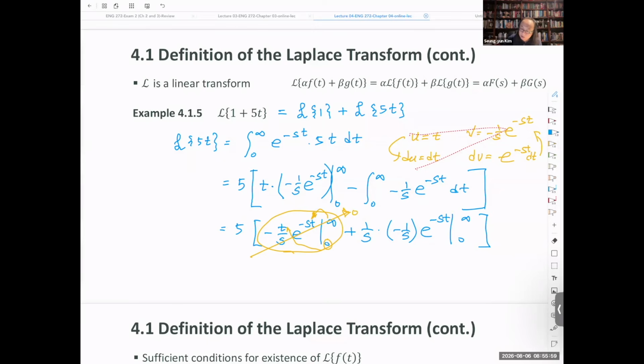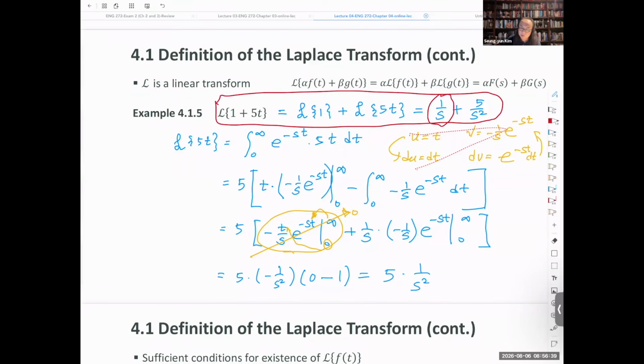And the second term, we have 5 times negative 1 over s squared. When you plug in infinity, it's going to be 0 minus 1. So we have just 5 times 1 over s squared. So this is 1 over s plus 5 over s squared. And this is from the previous example, so this guy and this guy.